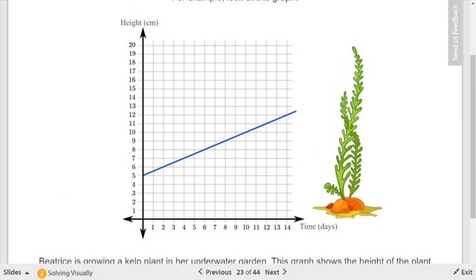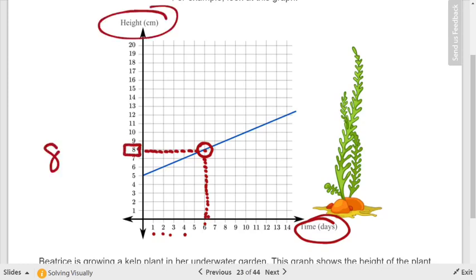8 meters. Yeah, if you look at the graph, days is the x-axis, right? So 1, 2, 3, 4, 5, 6 is right there. All I need to do is go up from there and find out where that line intersects 6, and then read across, and it is how high? 8 what? Centimeters. Remember, when you're answering questions with units, you must include the units in your answer, or it'll be wrong. Okay.